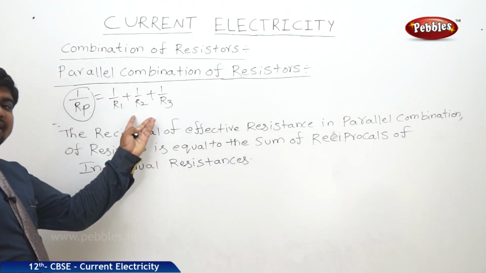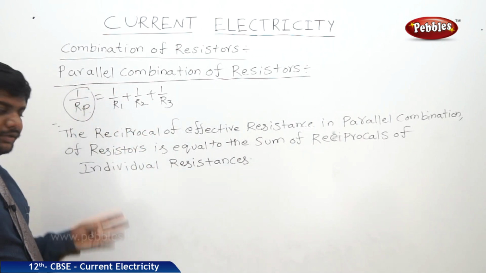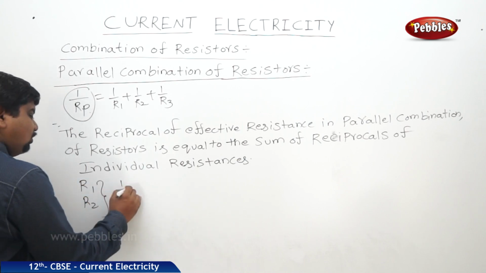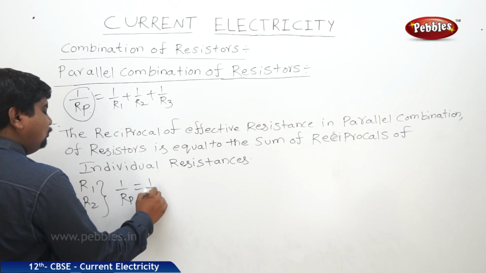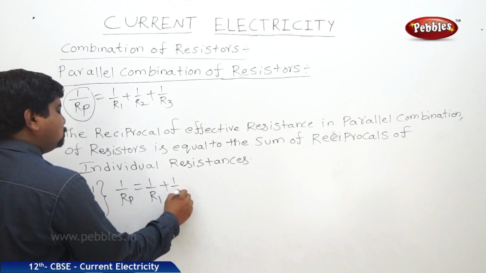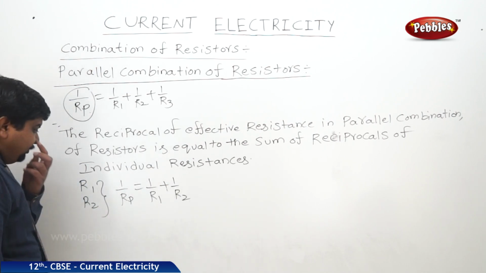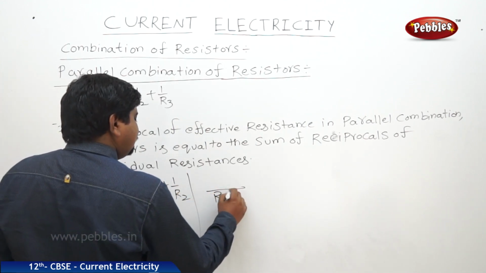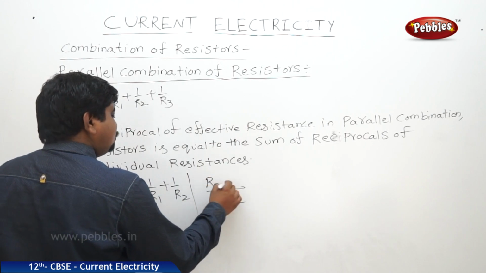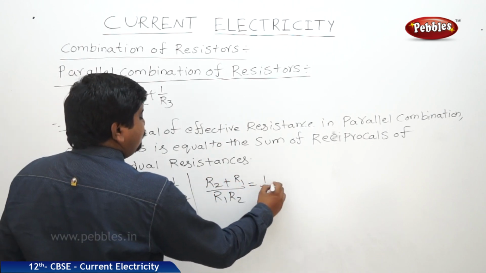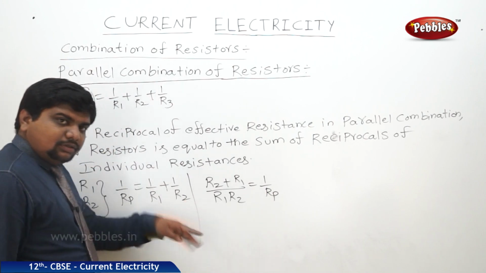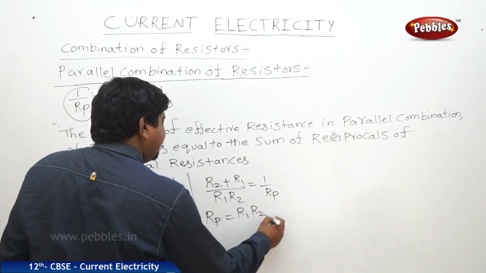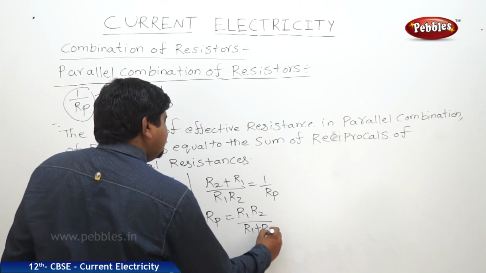Means we will get the reciprocal of the effective resistance. Suppose R1 and R2 are given, 1 by Rp is equal to 1 by R1 plus 1 by R2. How to find out Rp from this? Take an LCM R1 R2, on the top we will get R2 plus R1, is equal to 1 by Rp. Reciprocate. Therefore Rp is equal to R1 R2 by R1 plus R2.